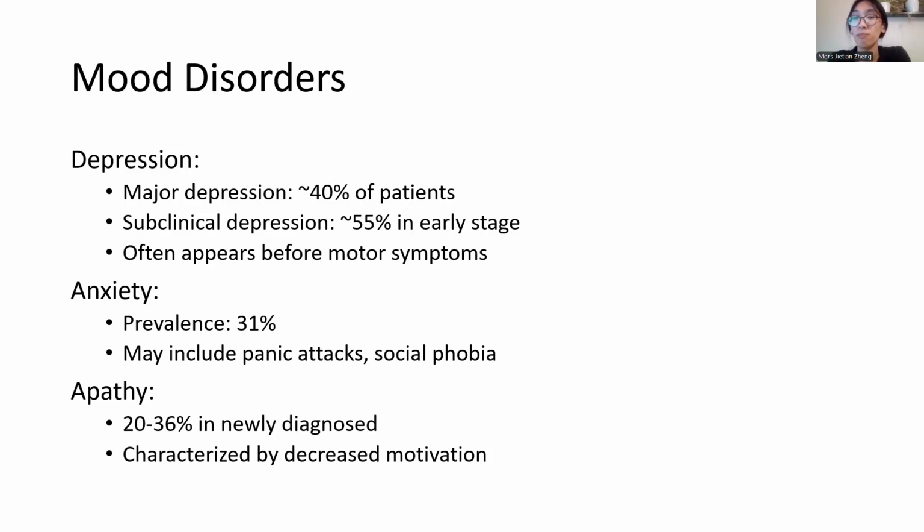Anxiety affects 31% of patients and can manifest as panic attacks, social phobia, agoraphobia, or obsessive-compulsive behaviors. Apathy, characterized by decreased motivation and reduced goal-directed behavior, affects 20 to 36% of newly diagnosed patients. Interestingly, apathy often decreases with dopaminergic therapy, but may return after 5 to 10 years of treatment.